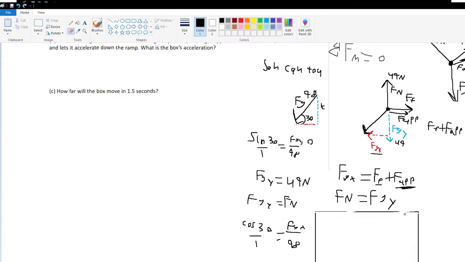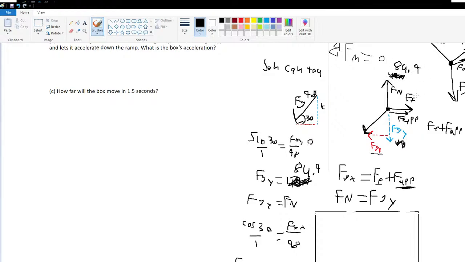Okay, so our normal force is not 49 newtons. Our normal force is 84 newtons. If anyone has any questions about what I just messed up, feel free to ask me. And then our force of gravity in the x direction is 49 newtons. I just did my trig wrong. Oopsies.